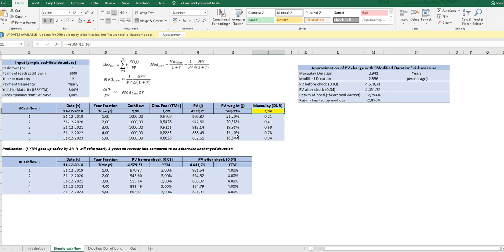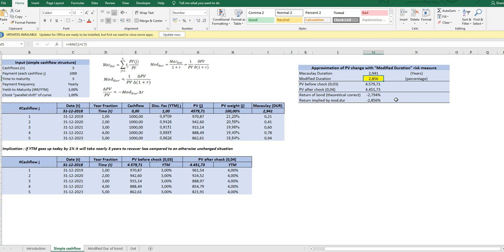And as I said, in order to achieve the modified duration, we need to scale it by 1 over 1 plus R. And this is done over here. So I have the original 2.941. And I simply divide it by 1 plus yield to maturity, the 3%. That gives us a modified duration of 2.86. And that's it. That's the duration measure.